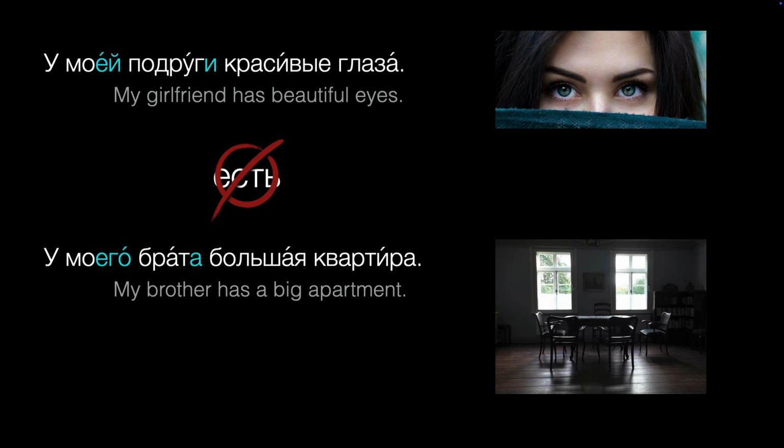But be aware that sometimes you'll see this "у" construction without есть, especially when we're talking about parts of the body or other things that we already know exist. Just a few more examples. Try to work out the meaning before the translation appears.